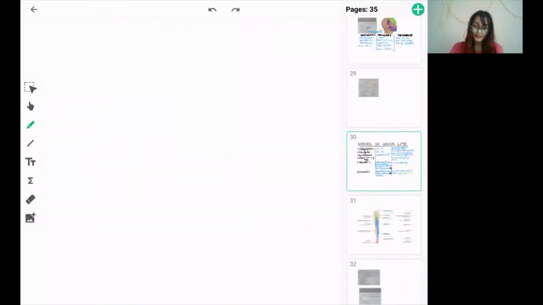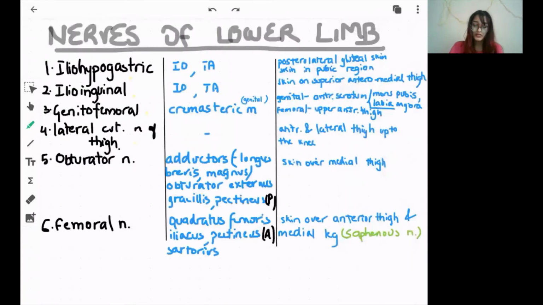So like here, I have written all of them: the genital branch, the femoral branch, the lateral cutaneous nerve of thigh, the femoral branch, even the saphenous nerve. So you can write this in your notes and revise it again and again. It's better if you revise, if you learn the muscles as well.